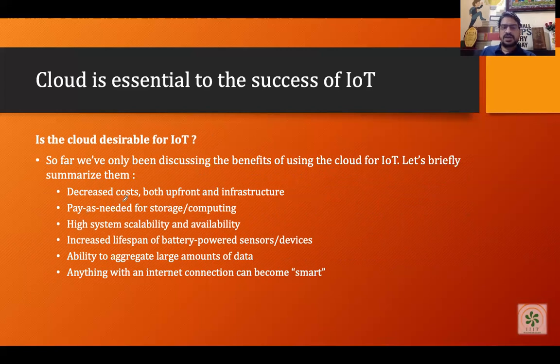Cloud can decrease the cost, both upfront and infrastructure. Second, pay as you need for storage and computing. Third, high system scalability is available. So scalability and availability are the main factors, right? It is available 24/7, and it can be scaled very easily. Which one? Cloud. Fourth, it increases the lifespan of battery powered sensors or devices.